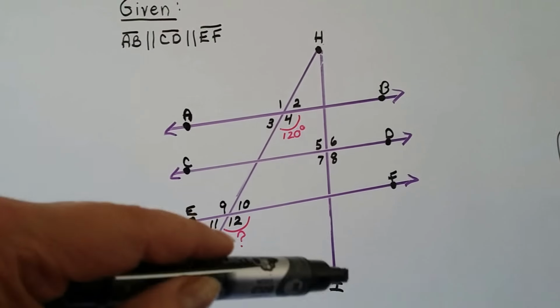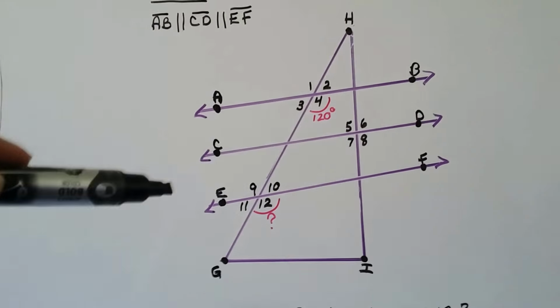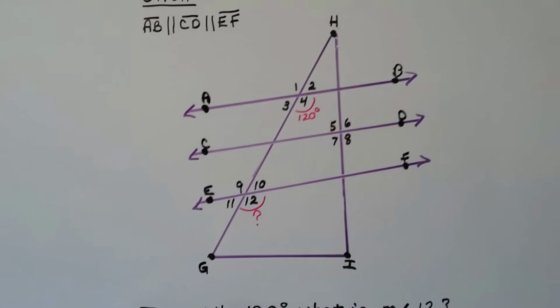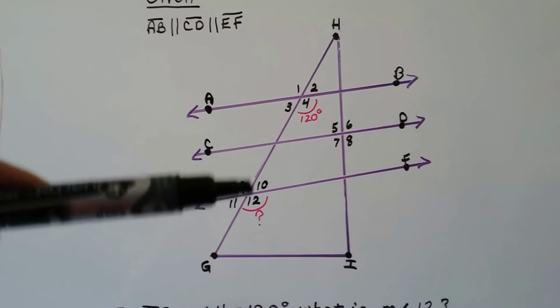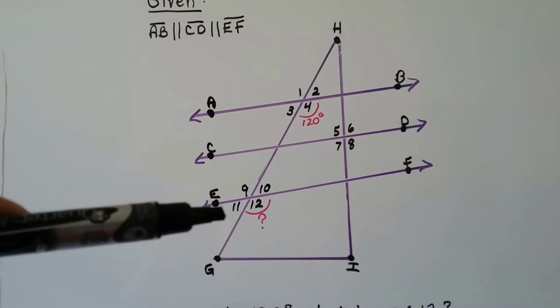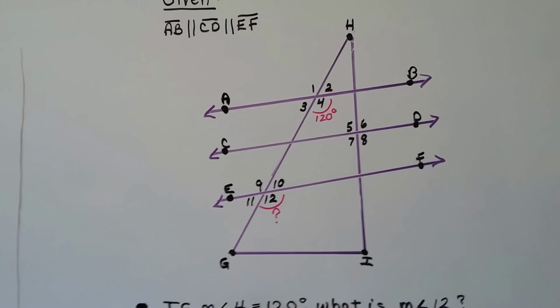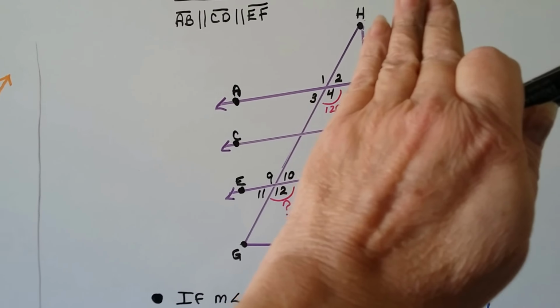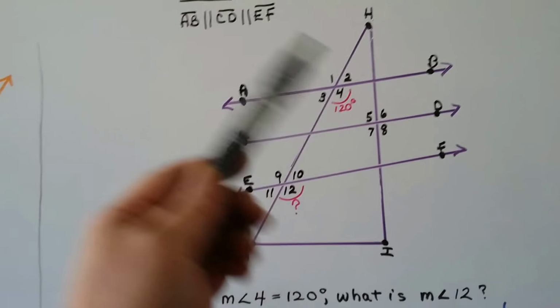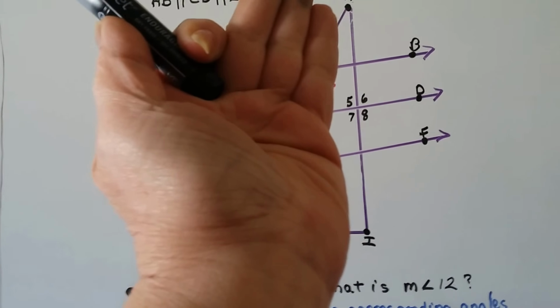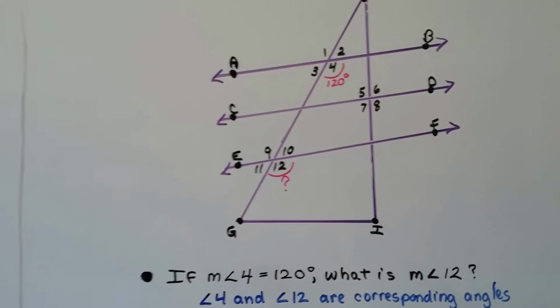It's like we have a right triangle and we have 3 lines going through it, don't we? And it's telling us that these 3 lines are parallel to each other. So can you see the transversals? We have a transversal here, line GH. We also have a transversal here, line HI. See that?